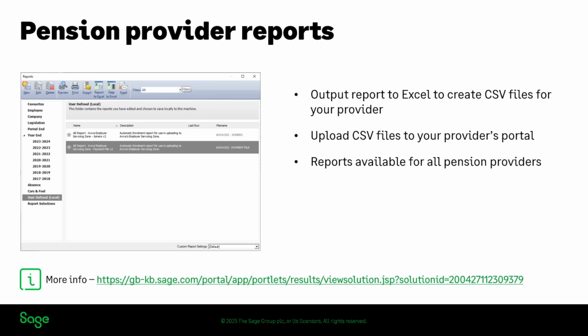So the way that this works is you output a report into Excel. You can then save the file as a CSV, and it'll have everything in the right columns with the right headers, picking up the data from your payroll, and then you would upload that CSV file to your provider's portal. And we do have reports available for a huge range of pension providers. You can see all of those by following the link on screen, which also contains the steps to download the report that you might need.